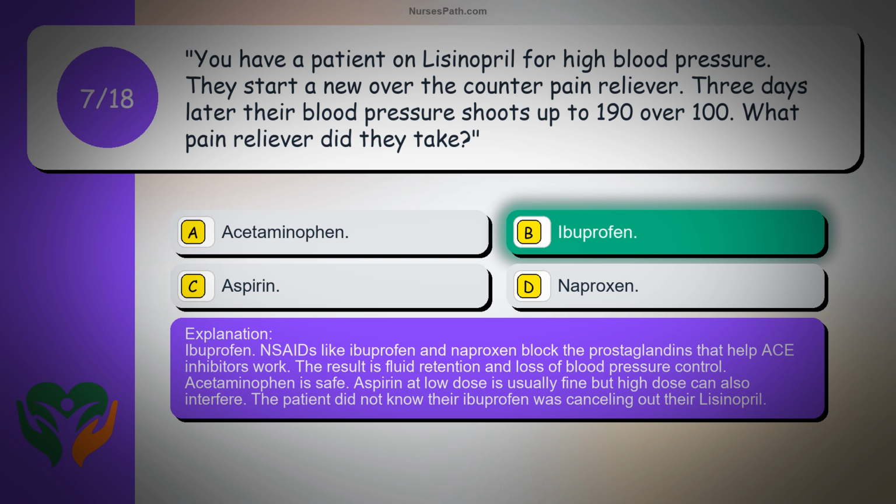Ibuprofen. NSAIDs like ibuprofen and naproxen block the prostaglandins that help ACE inhibitors work. The result is fluid retention and loss of blood pressure control. Acetaminophen is safe. Aspirin at low dose is usually fine, but high dose can also interfere. The patient did not know their ibuprofen was canceling out their lisinopril.